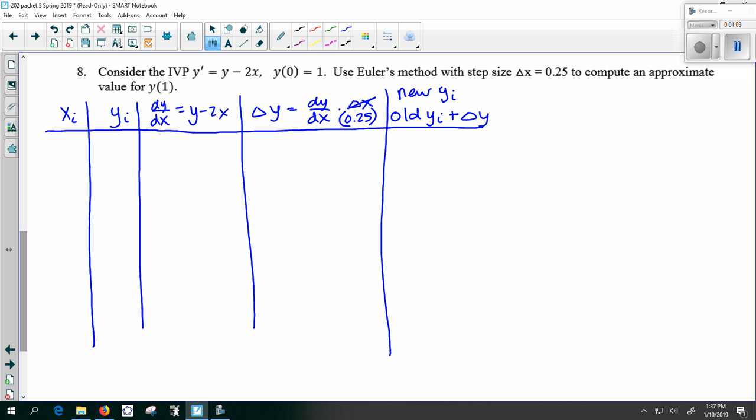Okay, so I'm starting with an initial value y of 0 equals 1. So when x is 0, y is 1. And I'm going to use a step size of 0.25 till I get to an x value of 1. So this is going to be 0.25, 0.5, 0.75, 1.